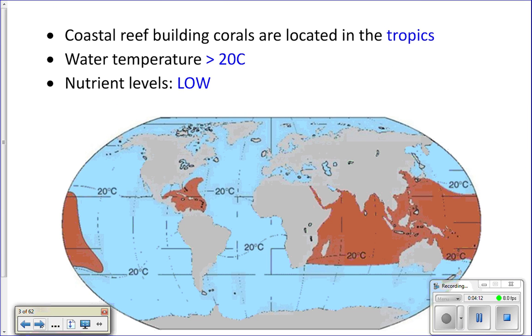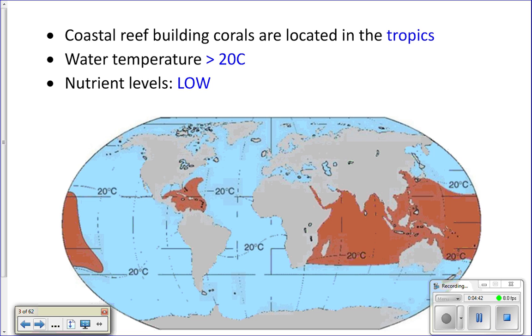So, where do you find coral reefs worldwide? Well, everywhere that's in red is where you'd find them, which is in the tropics. Coral reefs need two things in order to survive. They need warm water, so the water has to be greater than 20 degrees Celsius, and they need nutrient poor water. Those two things are found in the tropics.